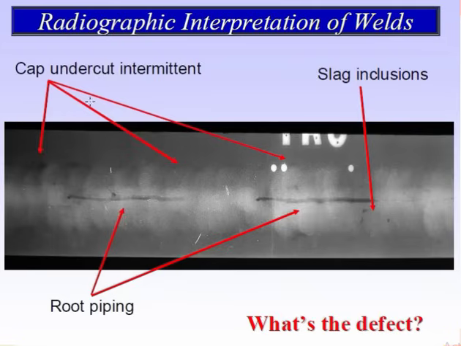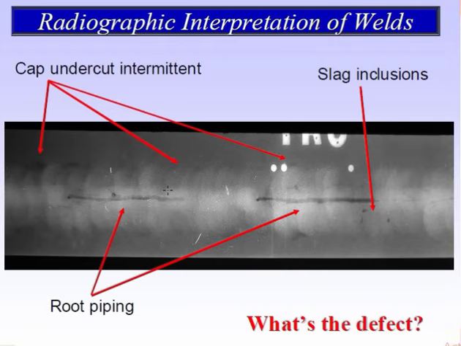This is cap undercut intermittent. You can see also here, this is the cap undercut in 1, 2, 3 portions. Intermittent means one portion is okay, another some distance is okay, then again cap undercut intermittent. Slag inclusion. You can see the slag here. This is the root piping. This is the root piping.